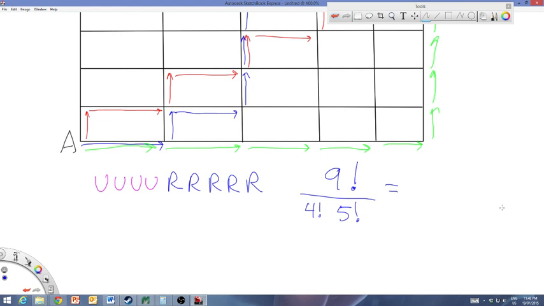So altogether, the number of different ways is this: 9 factorial divided by 5 factorial divided by 4 factorial. Altogether, there are only 126 ways to go. Okay. And with that example, you guys should be well equipped to go and do your assignment. Good luck.